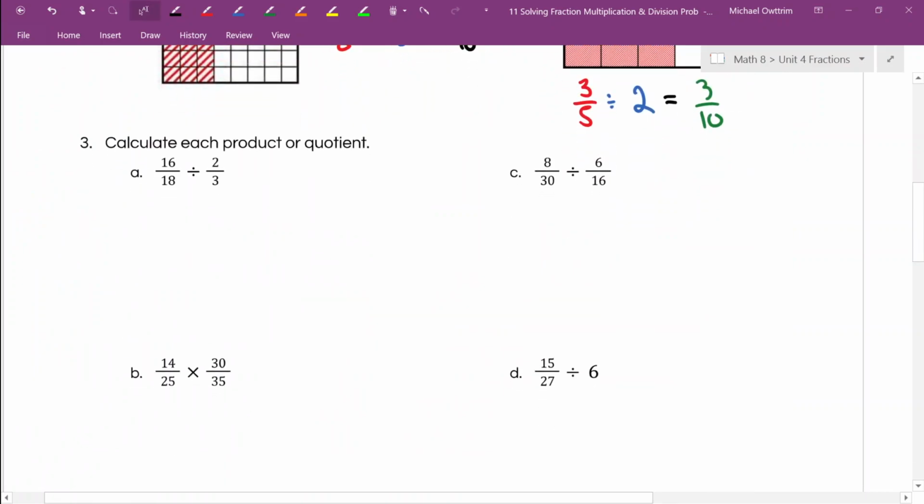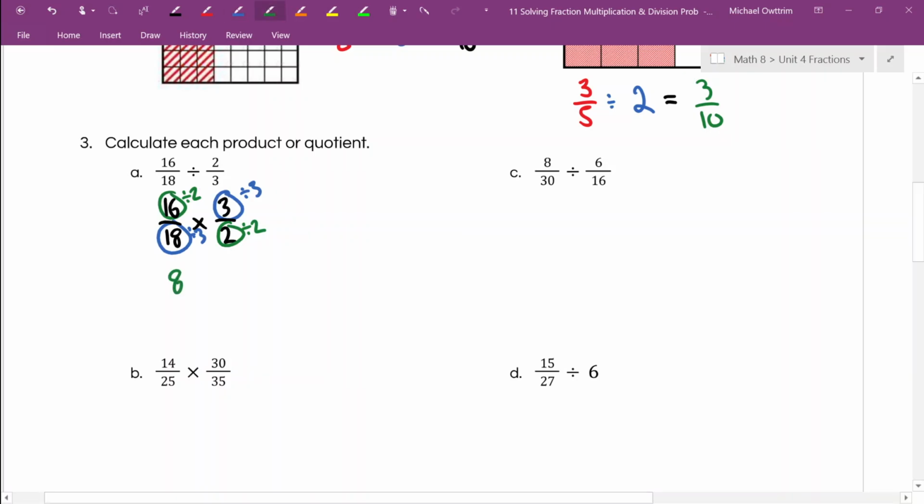Taking a look at question 3, these are just straight up calculate each product or quotient, so these should be pretty straightforward now. Of course, we want to look for our rewrite tricks as we work to make our work easy. Our rule for dividing is to multiply by the reciprocal, so we'll keep our first fraction, we'll change divide to multiply, and we'll flip our second fraction to make it its reciprocal. I do notice some simplification I can do at this stage, so 16 and 2 are both even numbers, so I'll divide out that common factor. And 3 and 18 are both multiples of 3, so I'll divide out that common factor of 3.